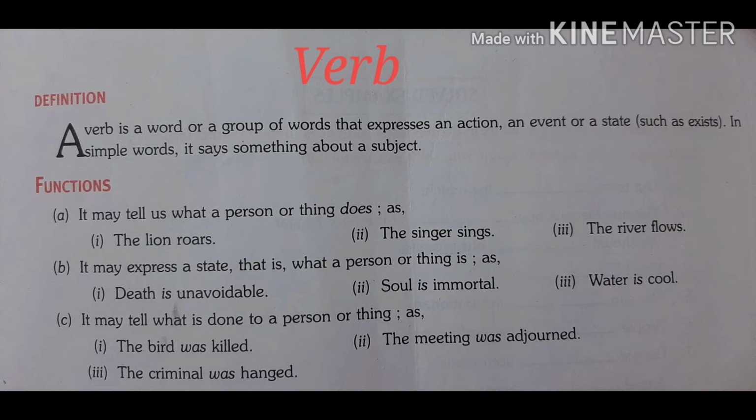Now, third, a verb may also tell what is done to a person or thing. As the bird was killed. What is done with the subject? Killed. The meeting was adjourned. Third, the criminal was hanged. With the help of these examples, it is clear that the verb not only tells us about the action of the subject, but it also expresses the state of a person or a thing, and it also tells what is done to a person or a thing.